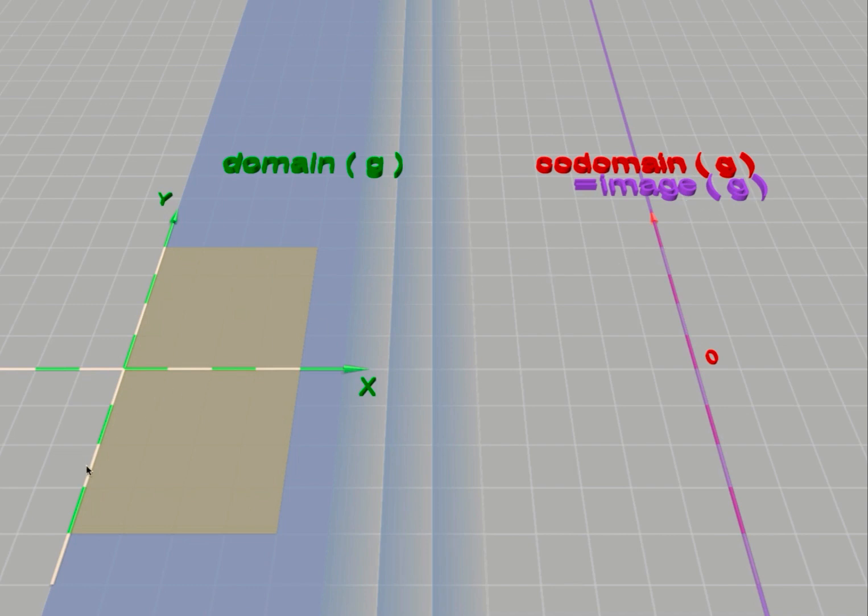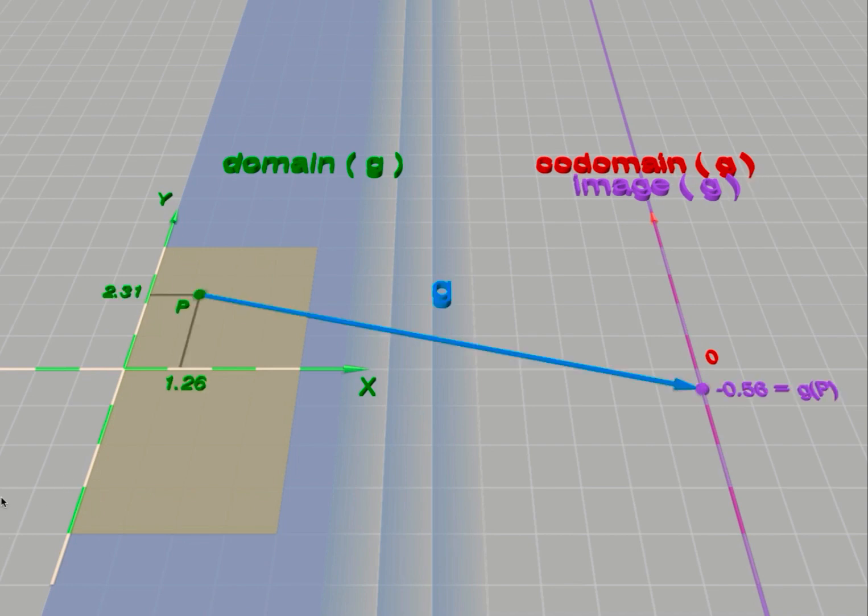Let's see now the image of one point by the action of g. We have chosen a random point in the domain in this yellow region. The point has coordinates 1.26, the first coordinate, and 2.31, the second coordinate. If we apply g, we obtain the following real number, negative 0.56. This is g of p, the real number we obtain applying g to it.